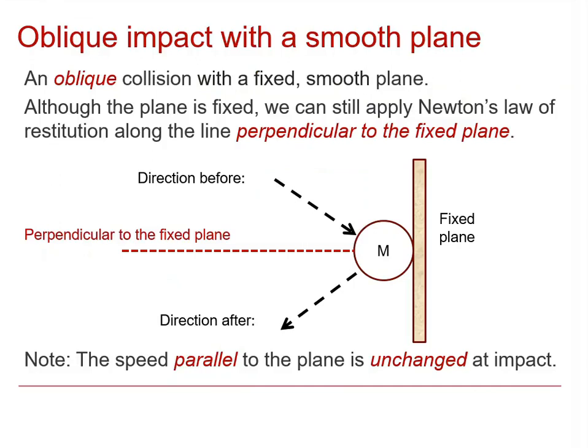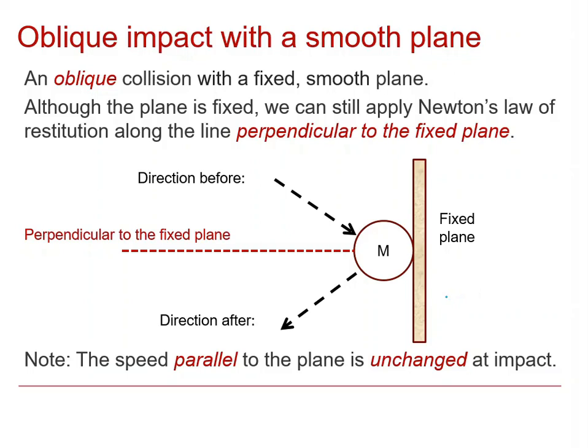Let's look at a picture first which shows the general picture. We're talking about an oblique impact, in other words the incident velocity is not perpendicular to the plane. We will, however, stay in two dimensions, so the motion as a whole is in a plane perpendicular to the fixed plane. Now, although the plane's fixed, we can still deal with that by Newton's law of restitution. It's just that one of our two colliding objects has got zero velocity before and afterwards.